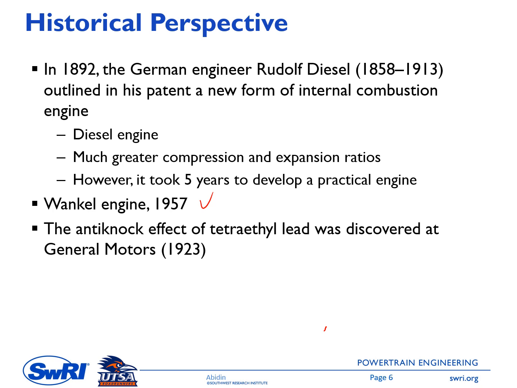And then the anti-knock effect of tetraethyl lead was discovered at General Motors in 1923. You know that there was an issue with engine auto ignition, so we cannot increase the engine compression ratio, it's limited at a certain number, because otherwise we have engine auto ignition and it can damage the engine. And then GM discovered this species that can be used to diminish knocking.